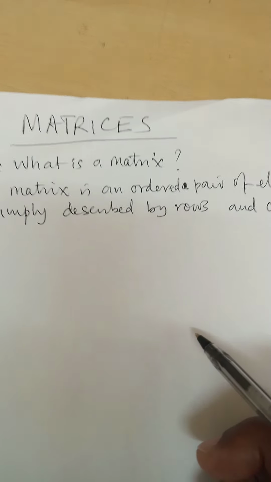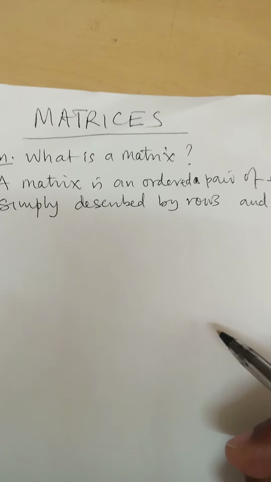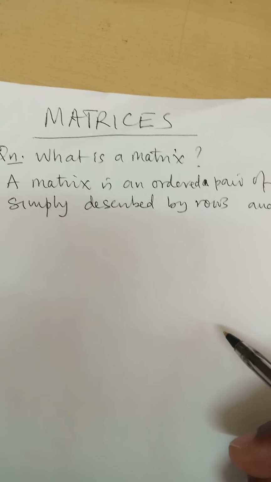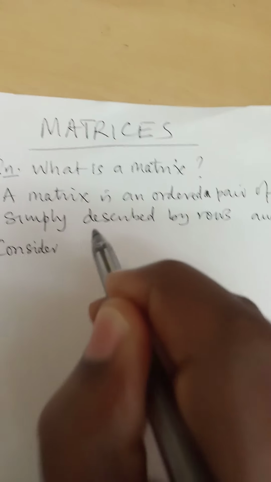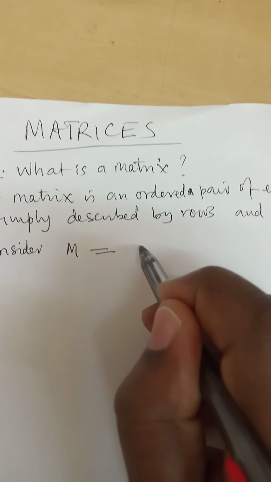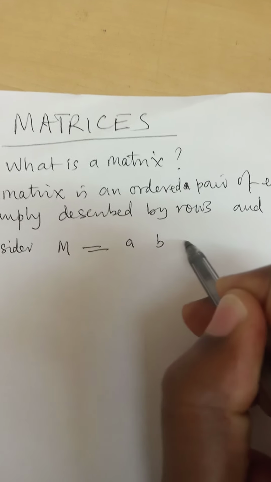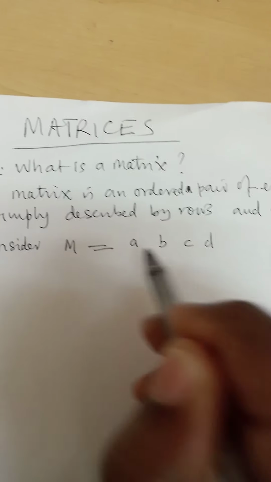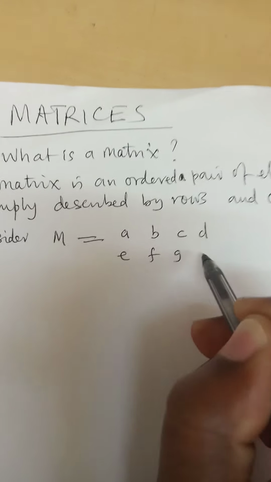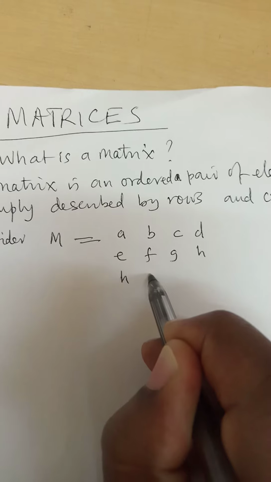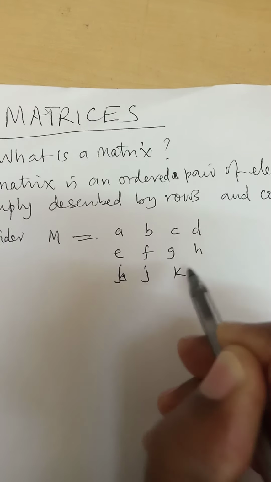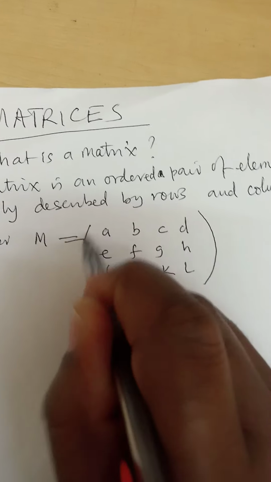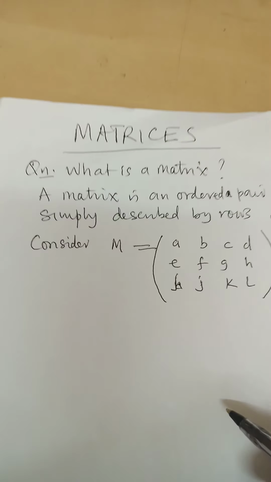A quick, very quick example of a matrix is a well-organized class. A well-organized class is arranged in rows and columns. Let us consider a matrix M with values A, B, C, D, E, F, G, H, I, J, K, L. This is a typical example of what we are calling a matrix.